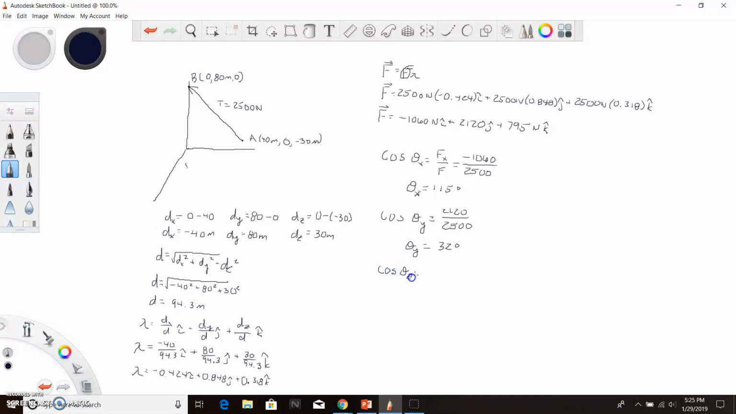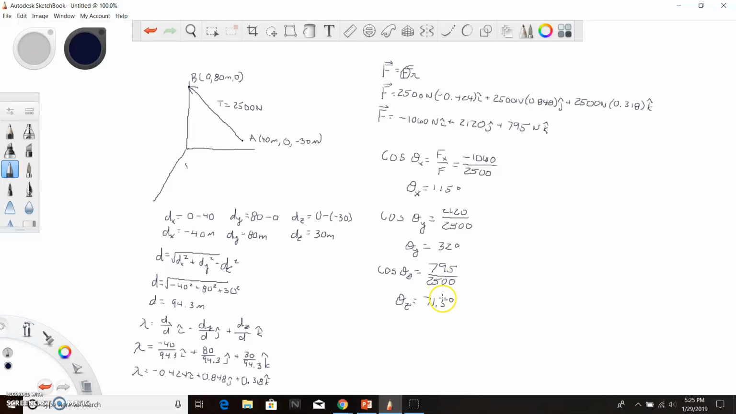Same thing for theta z. This time it's just 795 divided by 2,500. That means theta z is going to equal 71.5 degrees. Since that one's right in the middle, we'll put 0.5 on that one.